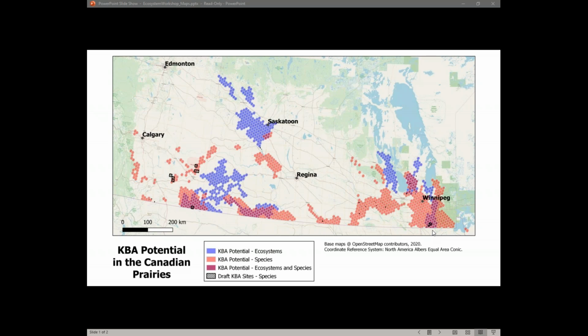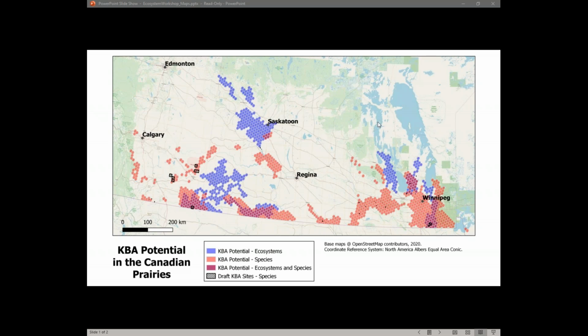And then skipping all the way over to Alberta, we have a number of species there that are also generally focused on sandy areas or mixed and shortgrass species. Okay, so that's a few of the potential draft KBA sites.